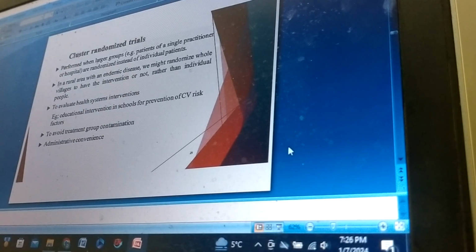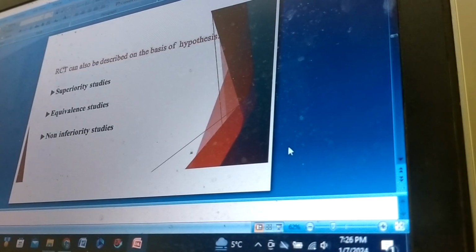Cluster randomized trials are performed when larger groups, such as patients of a single practitioner or hospital, are randomized instead of individual patients. In a rural area with an endemic disease, we might randomize a whole village to have the intervention or not, rather than individual patients. Examples include evaluating health system interventions and educational interventions in schools for prevention of CV risk factors, to avoid treatment group contamination, and for administrative convenience.